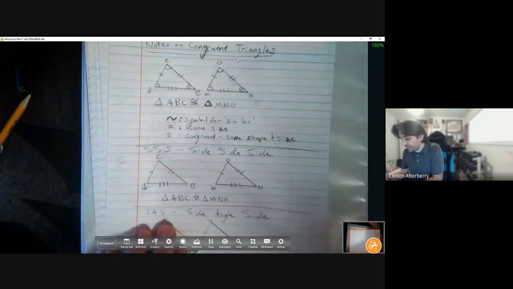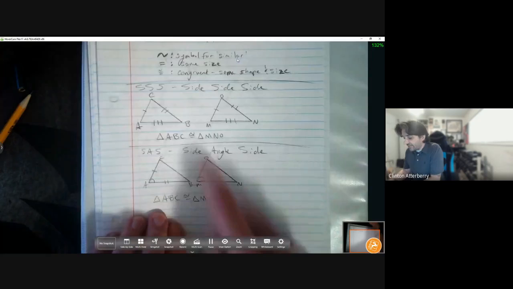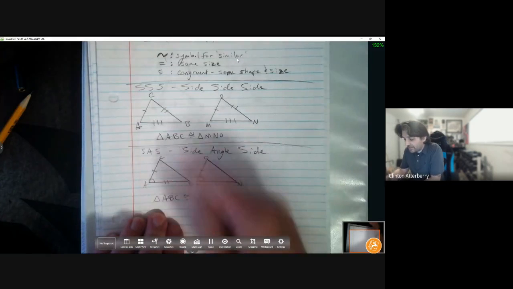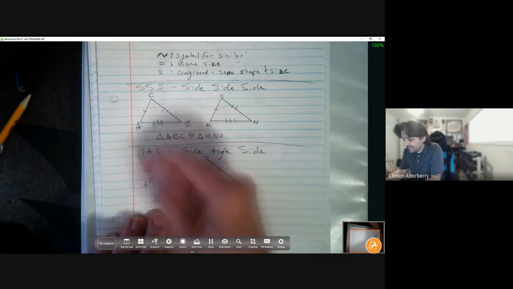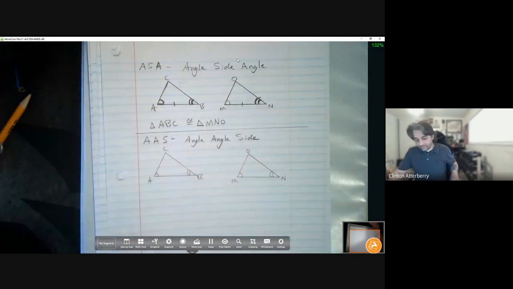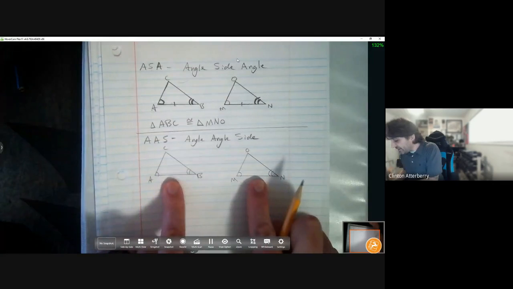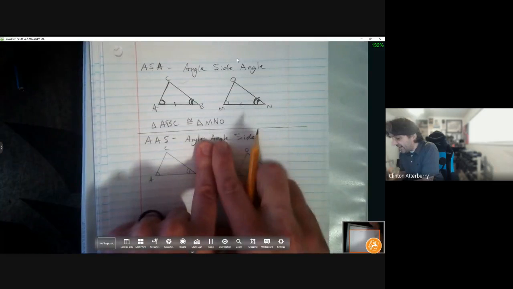Anyway, look at this. You've got three sides. This just says you have two sides with an angle in the middle. It doesn't really matter if you go this way or that way, as long as it follows that order, as long as they're corresponding parts. Now, this one is angle, side, angle. So that side is not in the middle. That side is on the side.